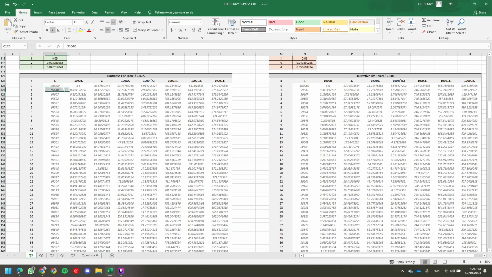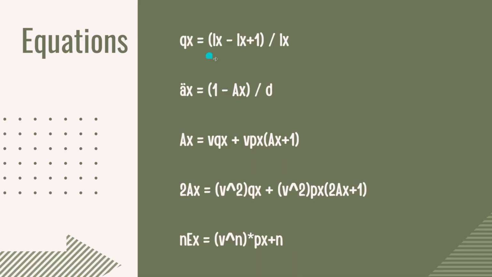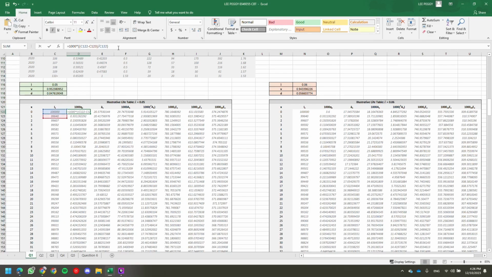So putting in here, firstly we will calculate qx. The formula for qx is lx minus lx plus 1 divided by lx. So we will use lx minus lx plus 1 divided by lx and input it into the Excel function times 1000 to get 1000qx, and we drag it all the way down.